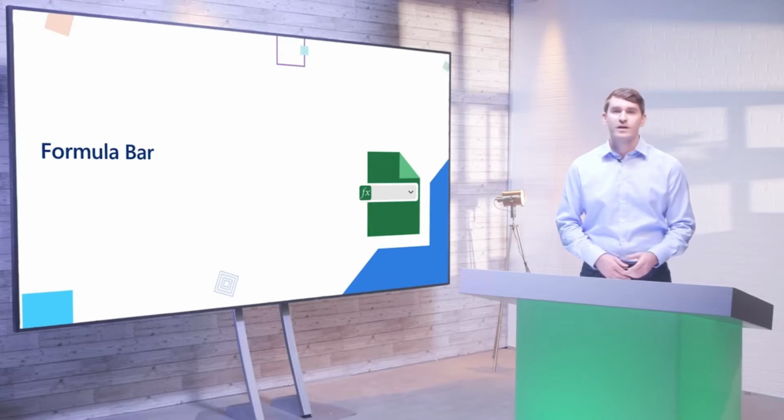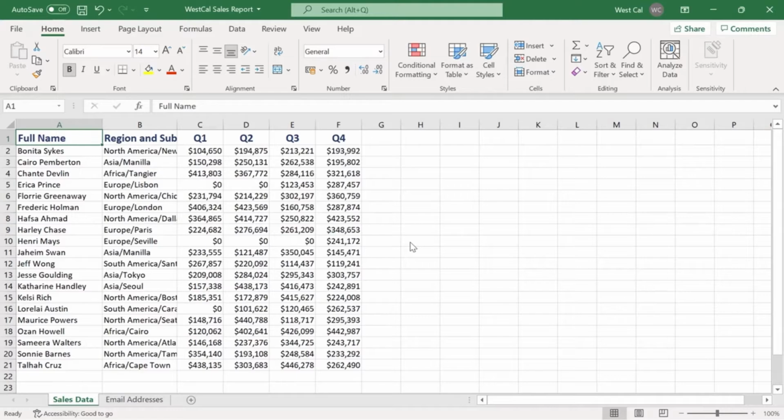You can start by opening the Westcal Publishing Sales Report document. Firstly, a function is a predefined formula and a quick way to enter certain calculations. For example, the SUM function creates a formula that adds blocks of numbers. There are many functions built into Excel, and you'll explore more of them in another lesson. The FX button on the left side of the formula bar opens the Insert Function dialog box.